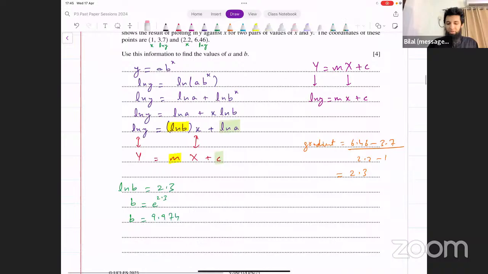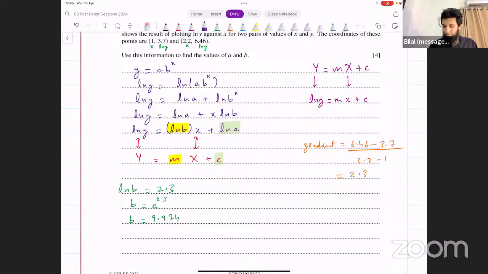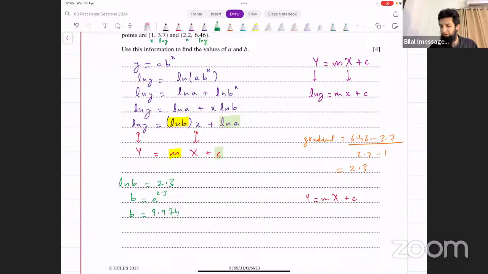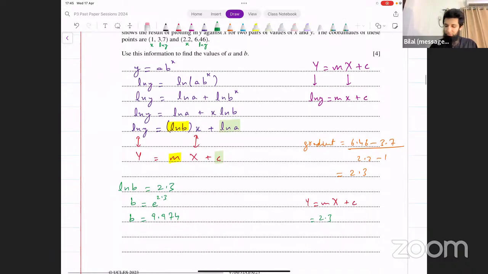Now what we can do is we can find the y-intercept. How do you do that? You've got this equation, y equals mx plus c. You could either use this or you could use this. You could use any of the two. If we use y equals mx plus c, for instance, what do we know already? We know the gradient. The gradient is 2.3. We can input a point here. We can input 3.7 and 1, for instance. That will give us the value of c. 1.4, right? 3.7 minus 2.3 is 1.4.